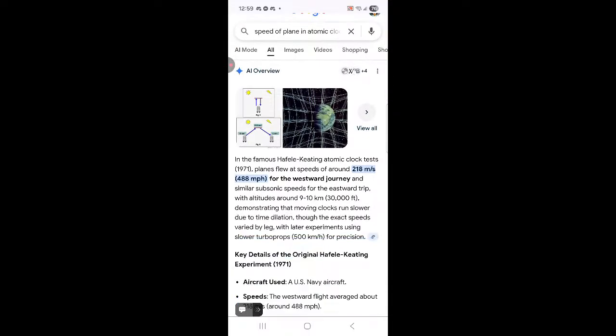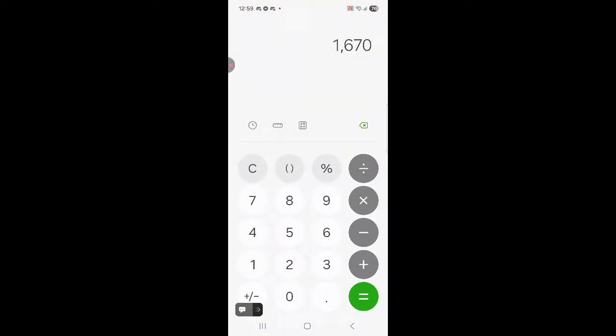Okay, we got somewhere in the miles per hour, which is not helpful because I'm looking at kilometers per hour. Westerly journey. This is inaccurate. We had multiple journeys, so whatever. It's okay. Slow turboprops. The second leg used 500 kilometers per hour for precision. Okay. 500 kilometers an hour versus this.